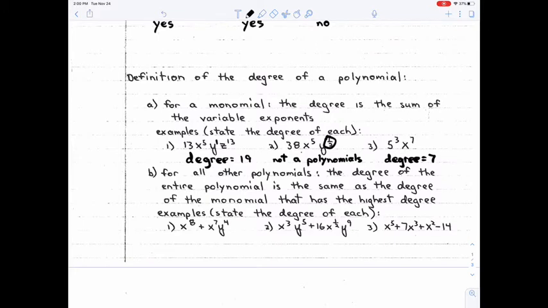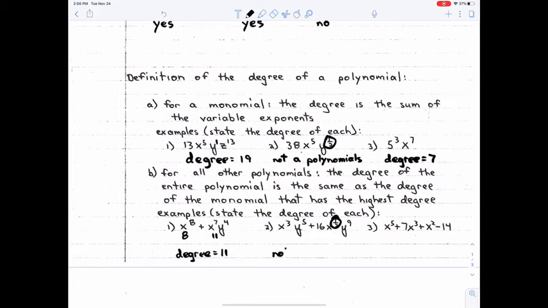Okay, the degree of the entire polynomial is the same as the degree of the monomial that has the highest degree. Okay, so let's take a look. Number 1, there are 2 monomials in this. The degree of this one is 8. The degree of this one is 11. Why? Because I add the 7 and the 4. Well, which one's larger? 11. So the degree is 11.